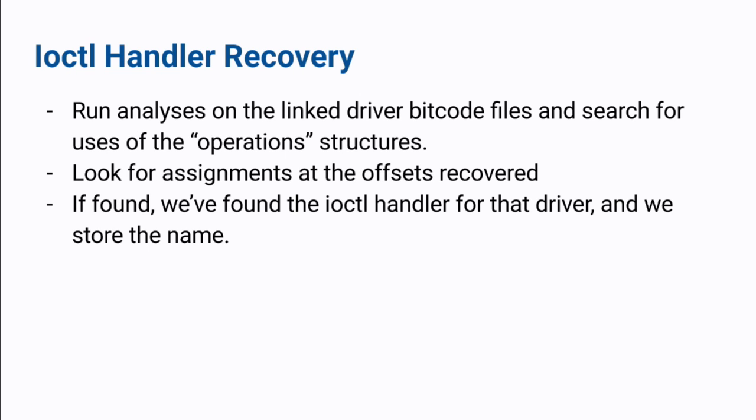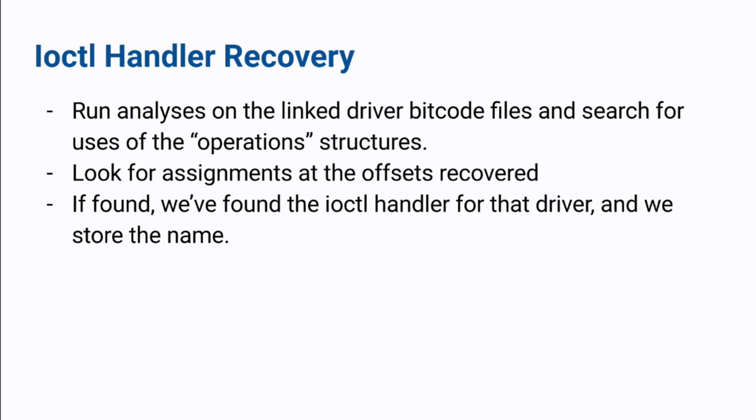Okay, so ioctl handler recovery. Now we can run the analysis. We start running analysis on the actual driver bitcode files, and we're going to search for all uses of our operation structures that we just talked about. Specifically, we're going to look for assignments at those offsets we've just recovered. If we said the unlocked ioctl field is at offset 8, and then we see in the code an assignment at that offset, well, whatever is being assigned there is the ioctl handler.